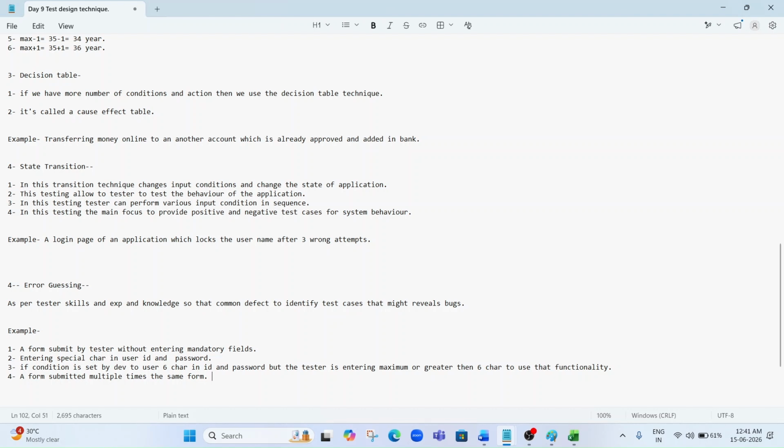So the main concept of error guessing is that the tester uses the experience and knowledge of common defects to identify test cases that might reveal some bugs. So they will explore that application. They will use their skills, mindset, and experience to test and break the system. Okay, so they might try invalid scenarios, which might reveal some bugs in that application. So this technique is known as error guessing.